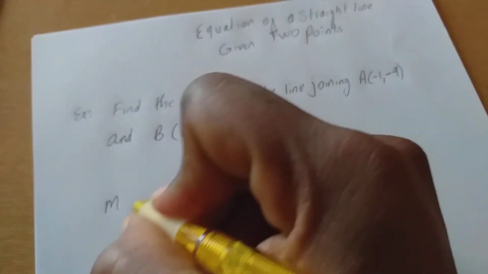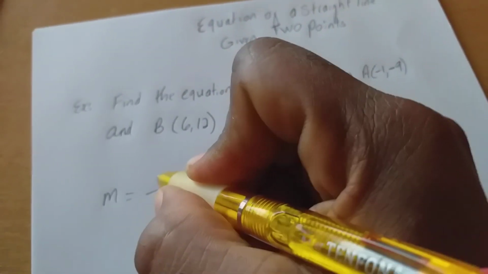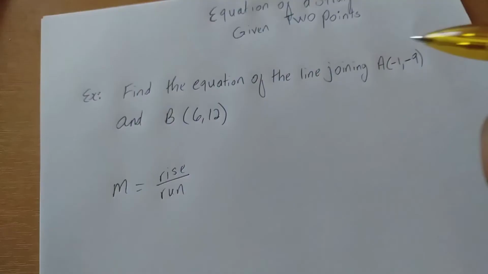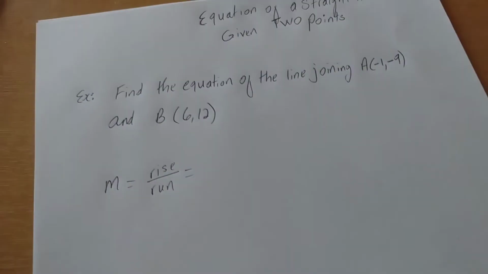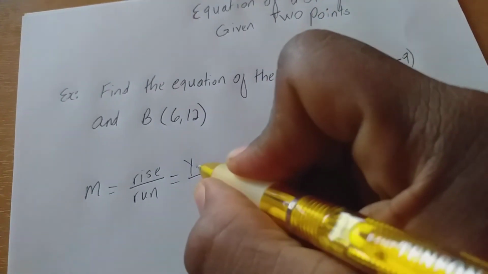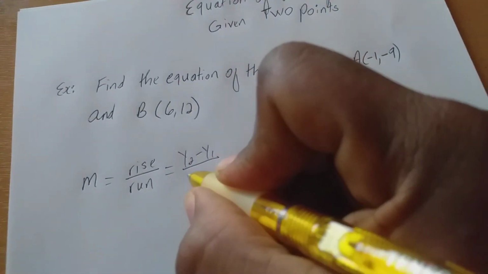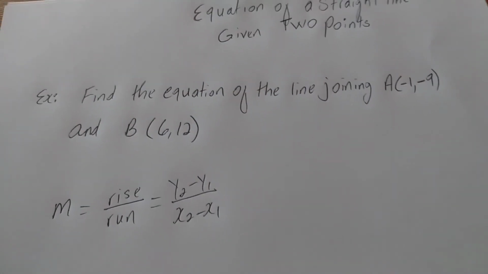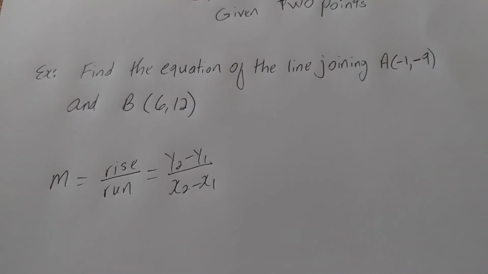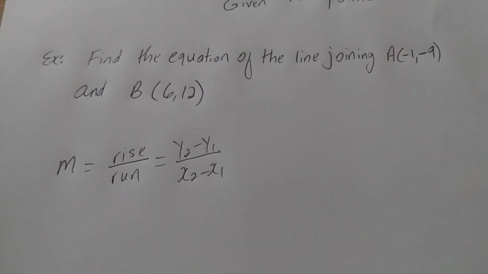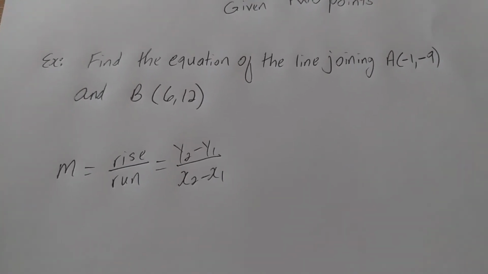Remember now, our gradient M is rise over run, which can be translated to mean y2 minus y1 over x2 minus x1. Now y2 and y1, these are the y coordinates, while x2 and x1, these are the x coordinates.